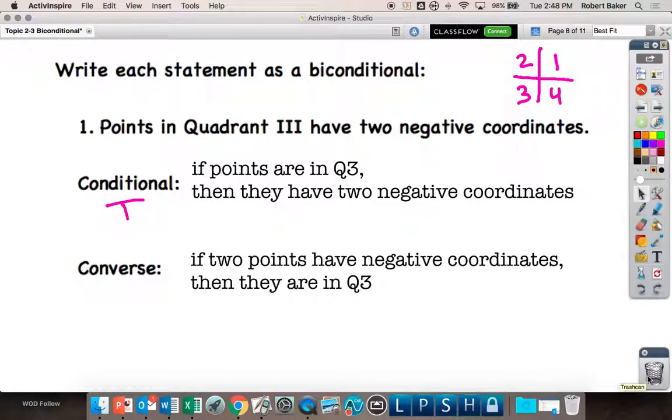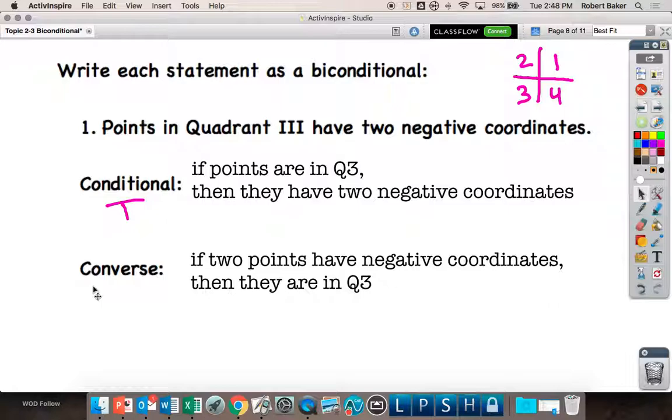So I said if 2 points have negative coordinates, then they're in quadrant 3. So if they have two negative coordinates, are they in quadrant 3? Yes, true. Hooray! Achievement unlocked. Now what do we get the opportunity to do? More math. Yay! So now we have to write that as a biconditional statement.